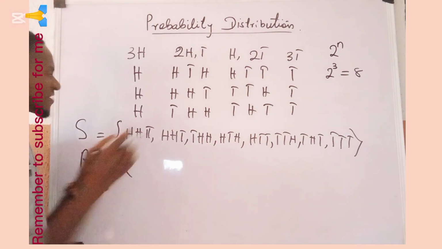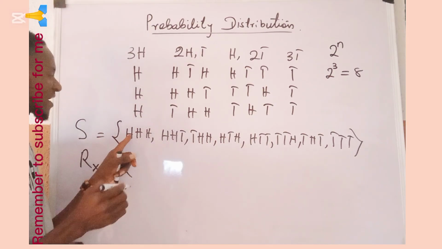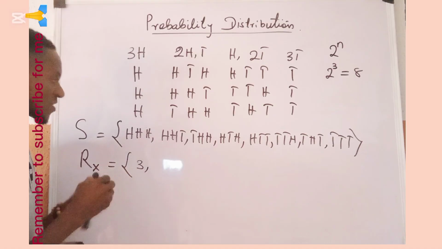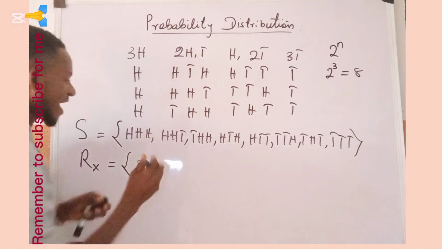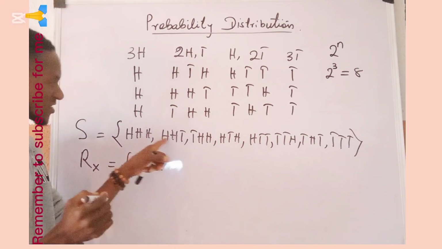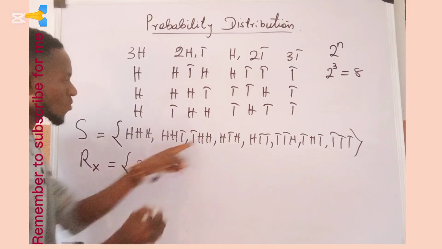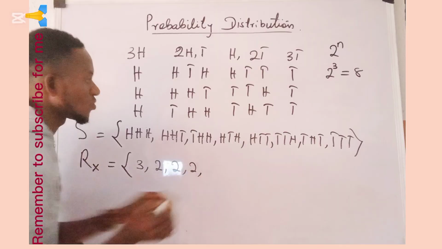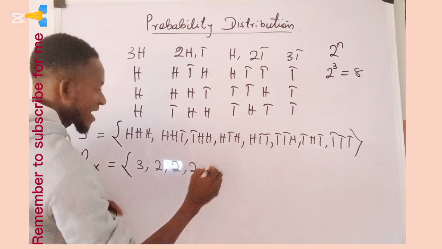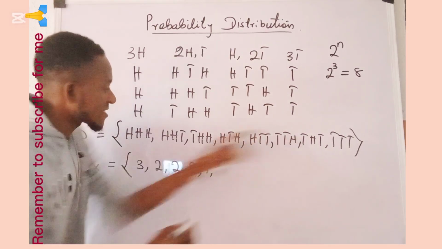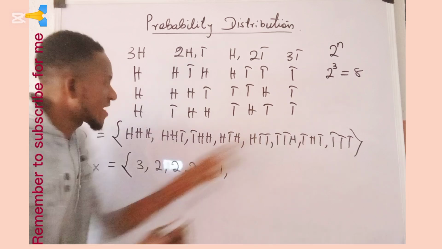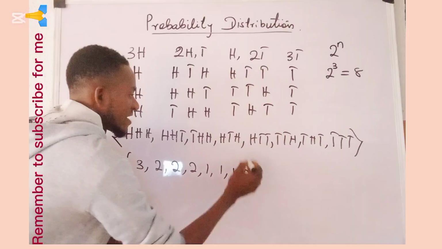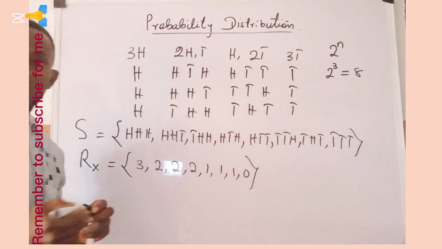How many heads do I have in the first trial here? I have head, they are three in number, so I'll write 3, comma. How many heads are in this place? I have 2. How many heads are equally here? I have 2. How many heads are equally here? I have 2. How many heads are here? I have 1. How many heads are here? I have 1. How many heads are here? I have 1. And how many heads are here? I have 0 there, because there is no head there.